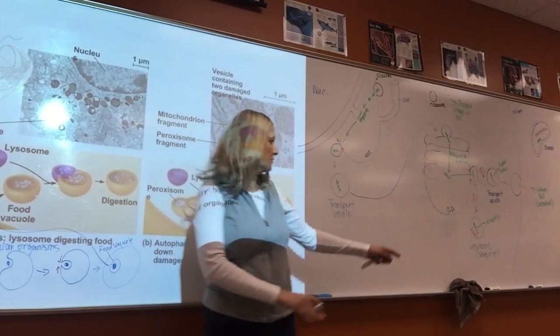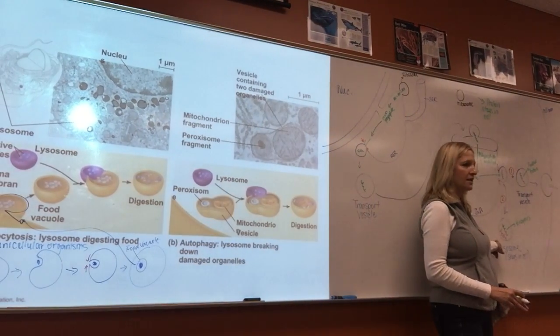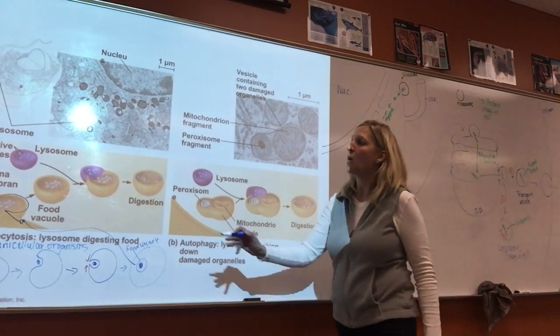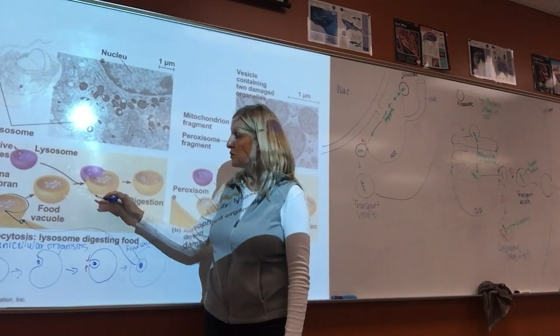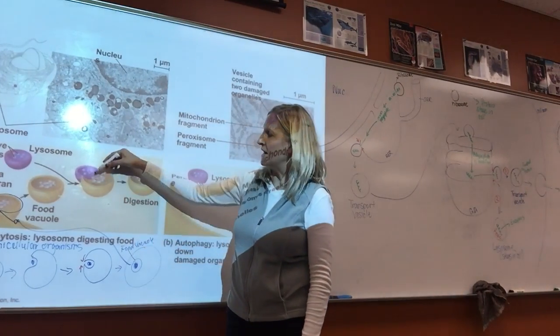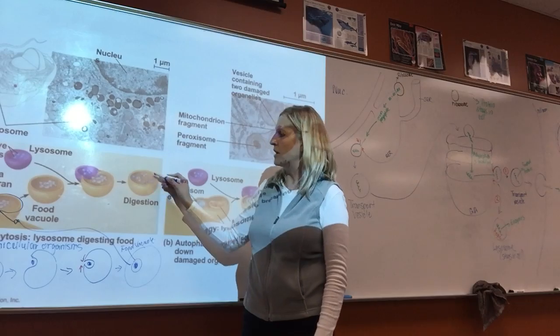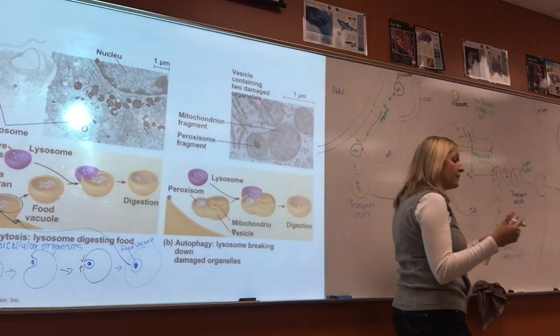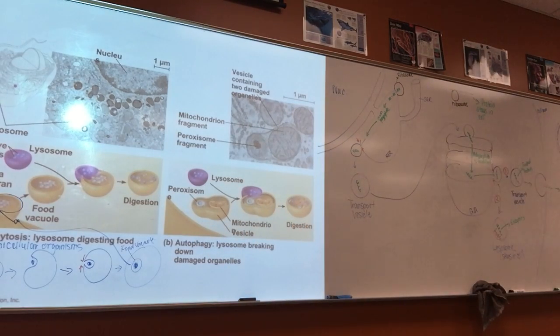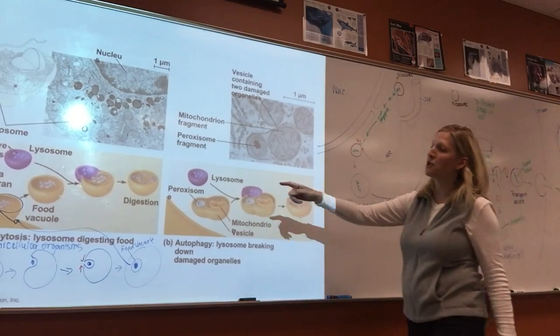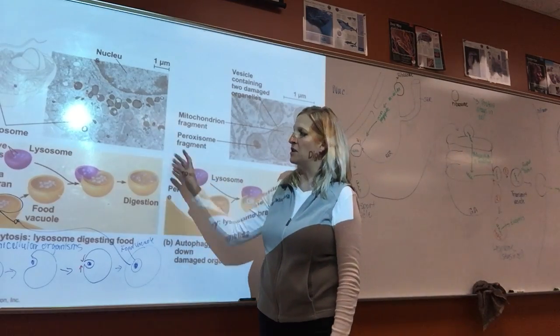In comes the lysosome. Lysosome is something that's found already in the cell that has digestive enzymes. What does the lysosome do? It fuses with the vacuole. Those enzymes mix with the food, and the food is digested. And then the food, when it's digested, is in small enough molecules that it can diffuse out of the vacuole and be used by the cell.